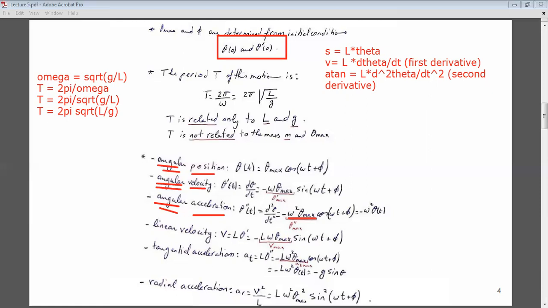Now there is the radial acceleration. This has the definition, A R is V squared over L. If I want the maximum of that, I will put the maximum of V. The maximum of V is L omega theta maximum, but I have to square everything and then divide by L, and then I get this equation. If I just want the radial, or centripetal, acceleration, V squared over L, I bring this V, which is minus L omega theta maximum sine omega t plus phi, I square it, and then I divide by L, and I get this formula over here. Okay, perfect.